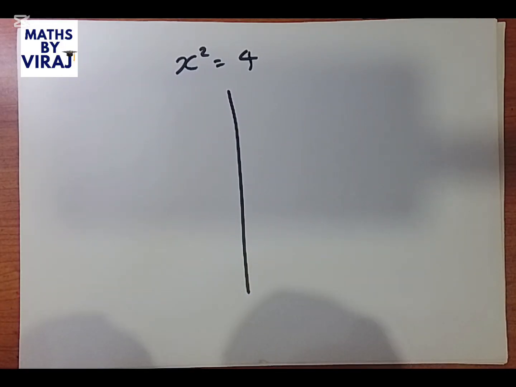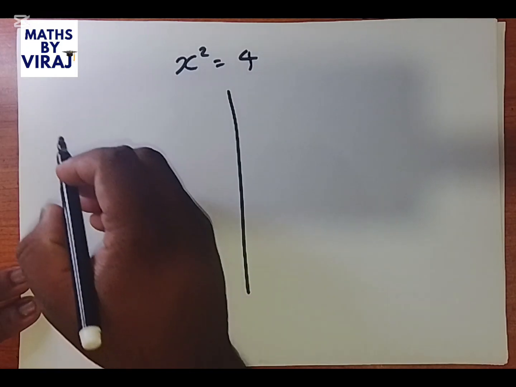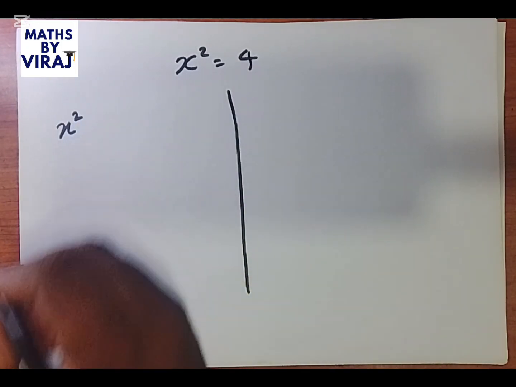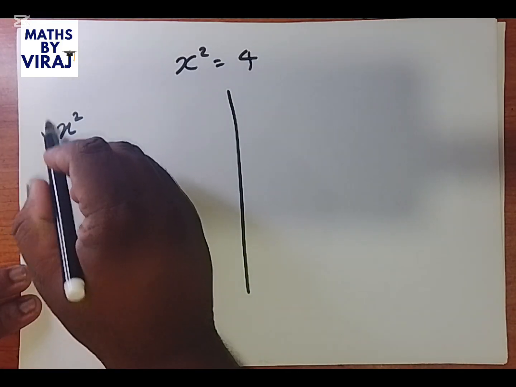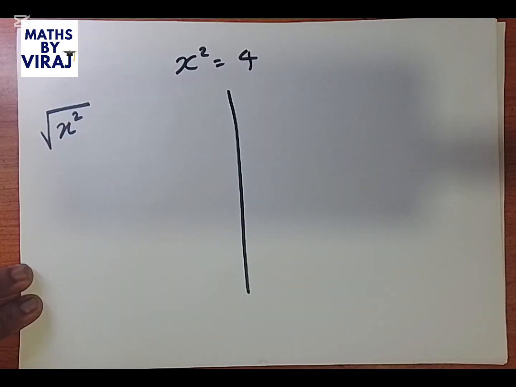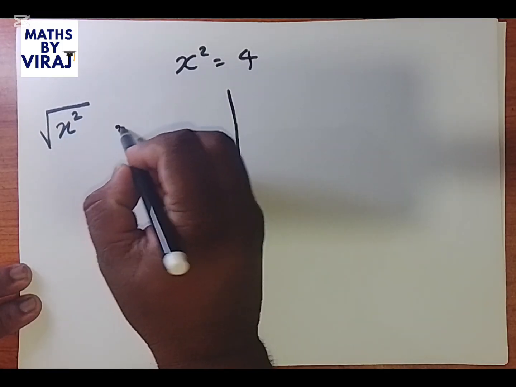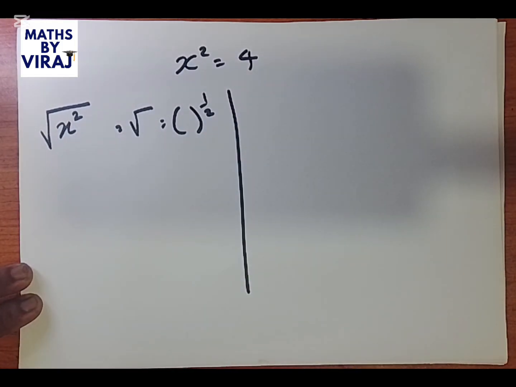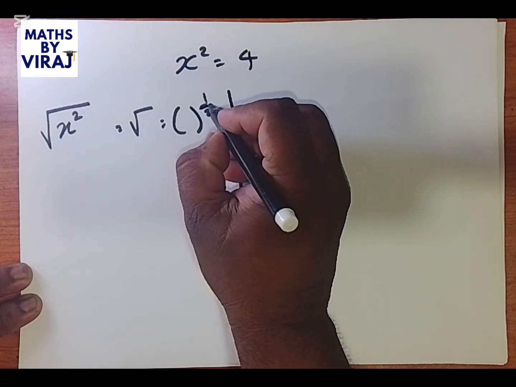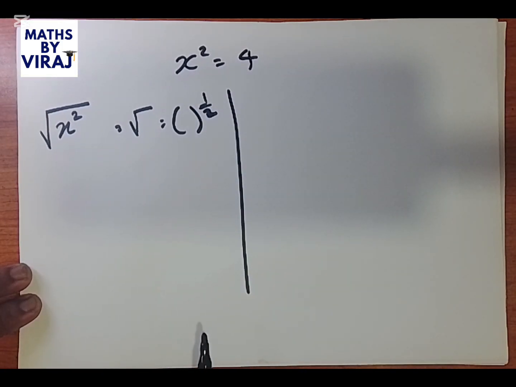Children, x squared is equal to 4. How do we solve this? Now, we know that if there is a square term, to get rid of the square term, we will have to introduce a square root. The square root or the surd is as if there is a power of half. As if there is a power of half.